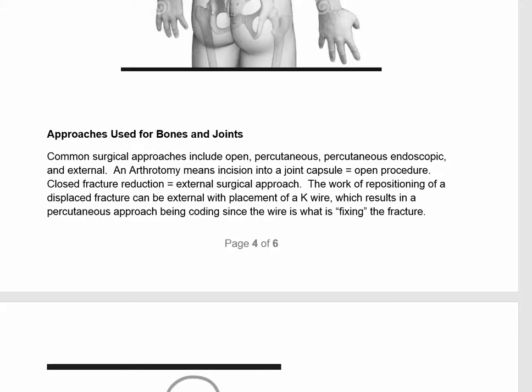If a patient is having a closed fracture reduction with a closed approach, there's no documentation of an incision, there's no documentation of it being a displaced fracture, most likely your surgical approach is external. The physician is not cutting into the patient to make sure the fracture is in correct alignment.